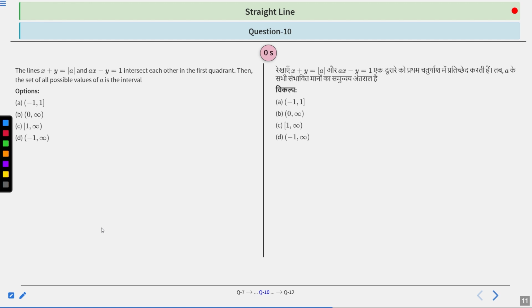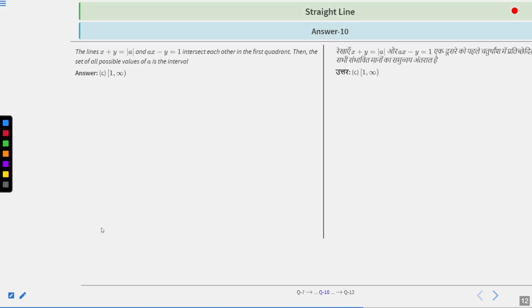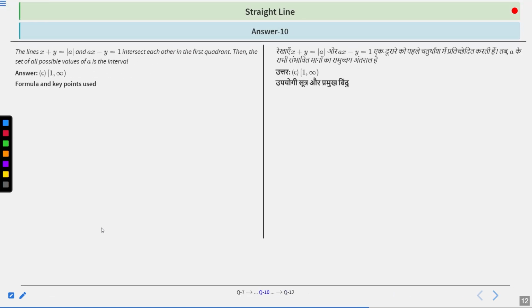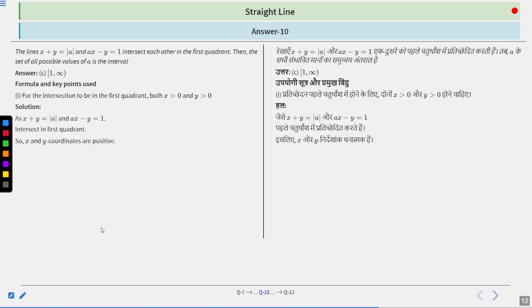Okay, so let's move to the solution part. The formula and key point we will use in this question is, for the intersection to be in the first quadrant, both x should be greater than 0 and y should be greater than 0. Now let's see the solution. As x plus y is equal to mod a and ax minus y is equal to 1, and both the lines intersect in the first quadrant, so the x and y coordinates are positive. Therefore, x will be (1 plus mod a) upon (1 plus a) greater than or equal to 0, and y is (a mod a minus 1) upon (a plus 1) greater than or equal to 0.